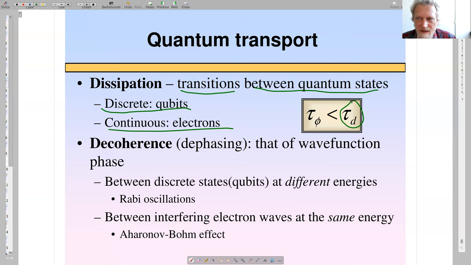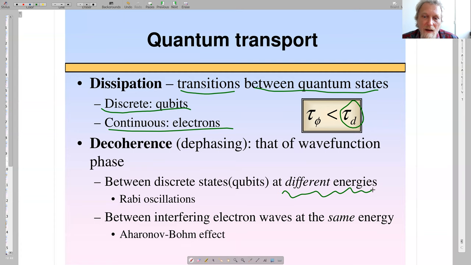But which phase? In quantum mechanics, it's a very certain phase. This is the phase of the wave function. So what about decoherence? That can happen between discrete states of qubits, which are at different energies. For instance, one can try to make superpositions of these qubit states with resonant manipulation. We will connect them at different energies, get some oscillations, but these oscillations are suppressed by decoherence, by changes of the quantum mechanical phase between these two discrete states.